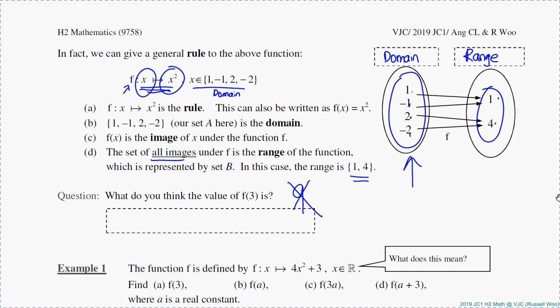It cannot be 9 because in the domain of the function here, you take a look, x can only be 1, minus 1, 2, and minus 2. So 3 is not even in the domain. So actually it is not defined at all. There is no F(3). Okay? Alright, let's move on.